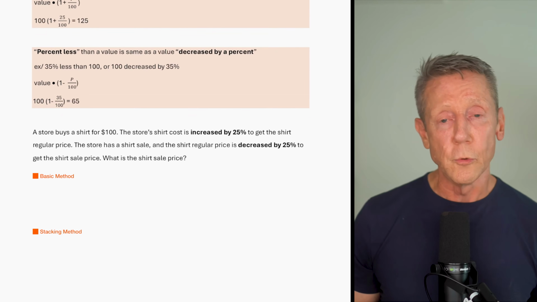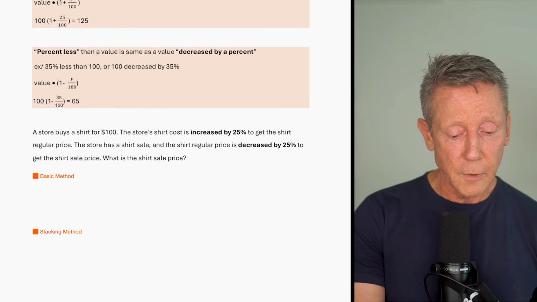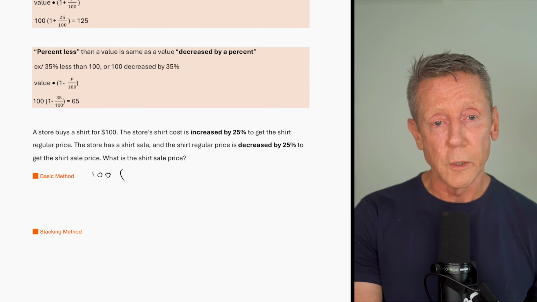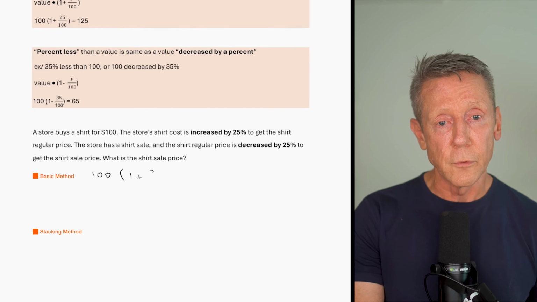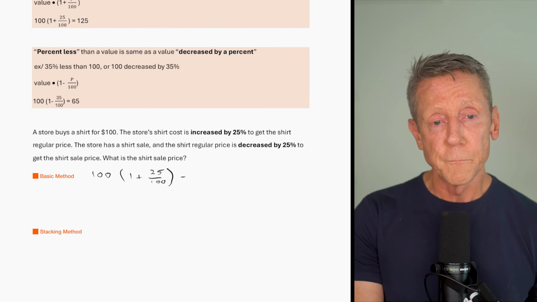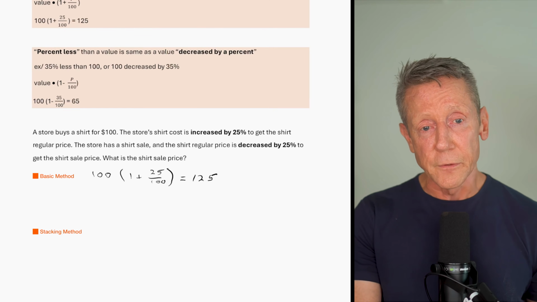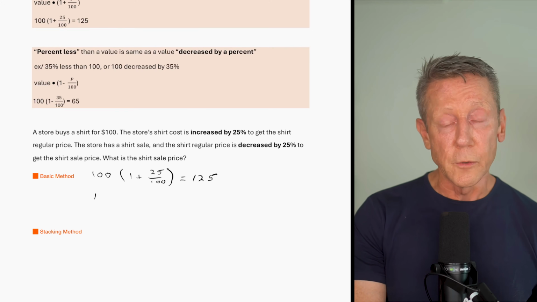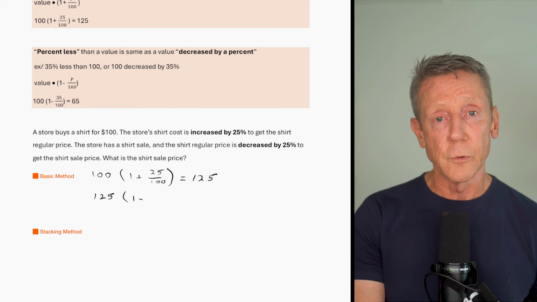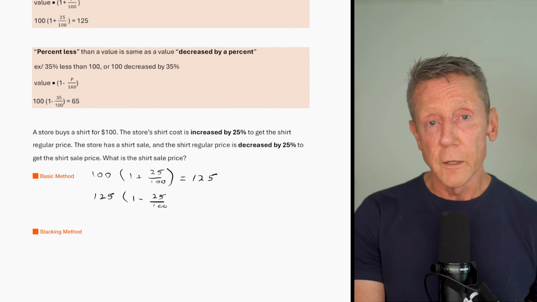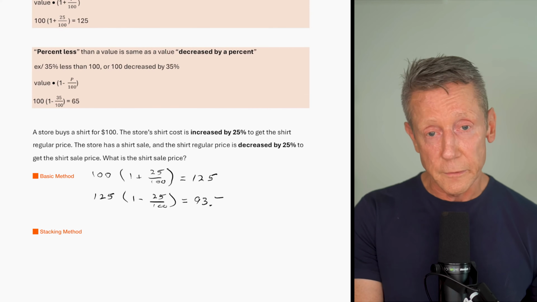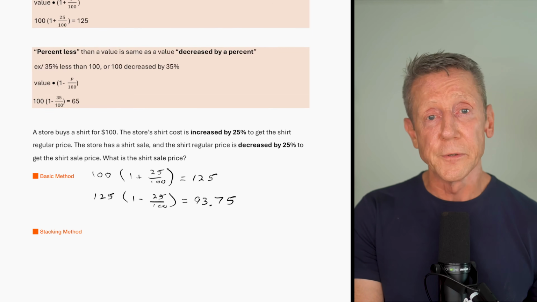So the first thing we do is we take the 100 and we put in our formula for value, and then we're going to increase by 25%. So we were 1 plus 25 over 100. And if we put this into the calculator, we get 125. And then we're going to take that answer, we're going to move it down here, and then we're going to do the decrease to it. So I'm going to open a paren, 1 minus 25 over 100, close paren. If I put that in the calculator, I get 93.75. So it is not 100. And it is the right answer.